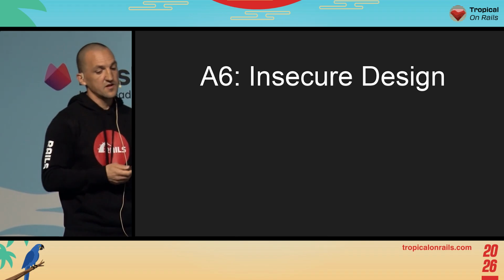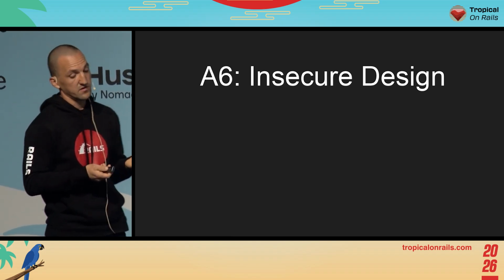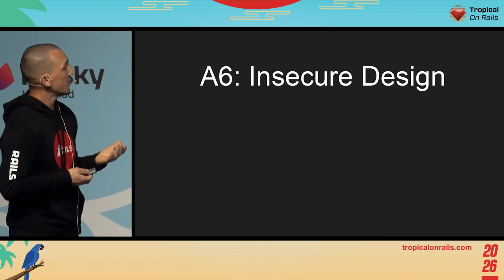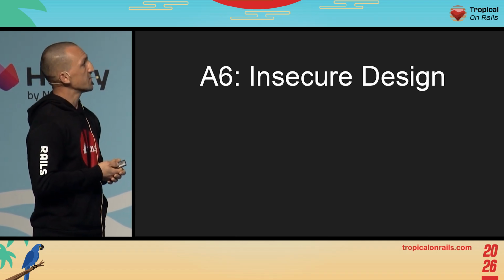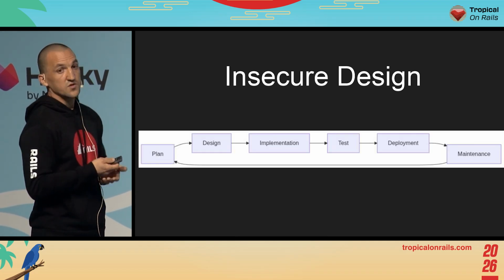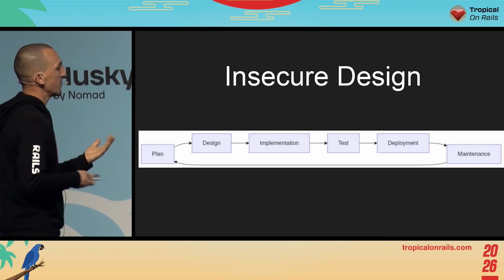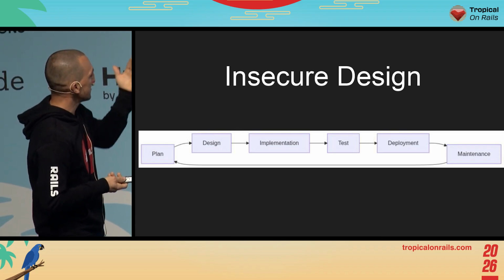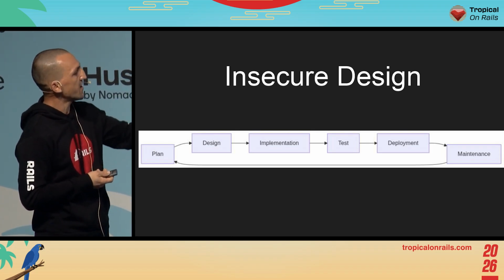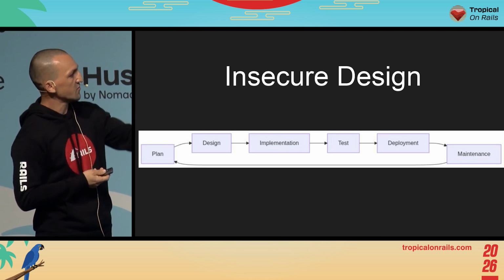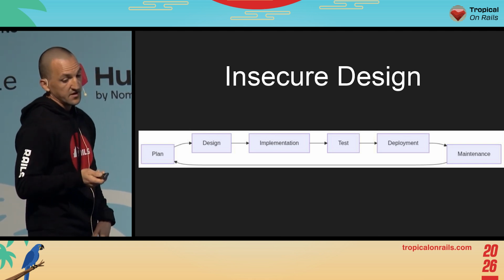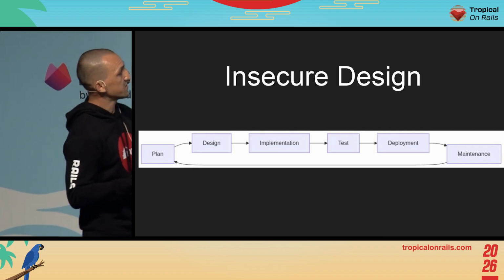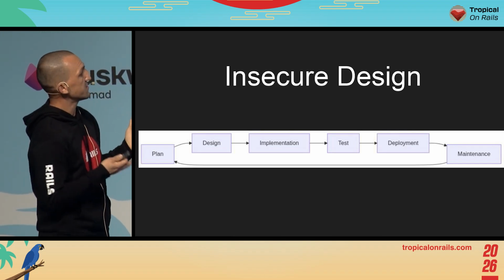Now we are on to the next category, which is insecure design. This category is basically the lack of a secure development lifecycle and not thinking about the unhappy part of the features. Most teams follow some sort of a development lifecycle, which is you plan, you design, you implement, you test, you deploy, and you maintain. And the important part is to have security as a core part of each of these steps.